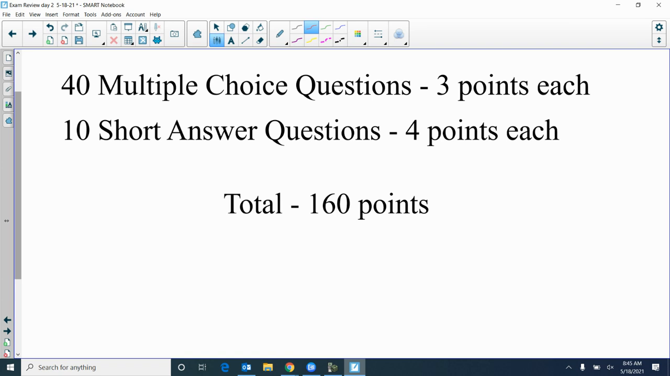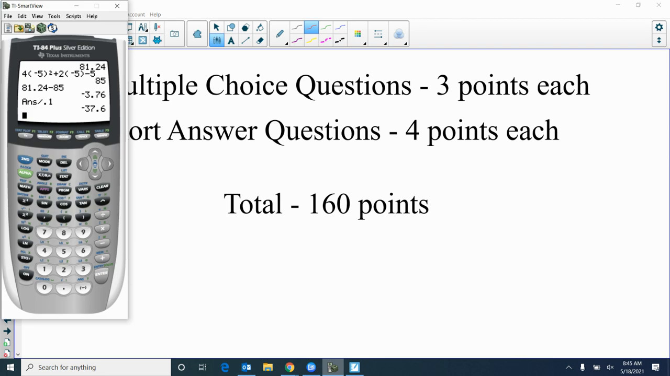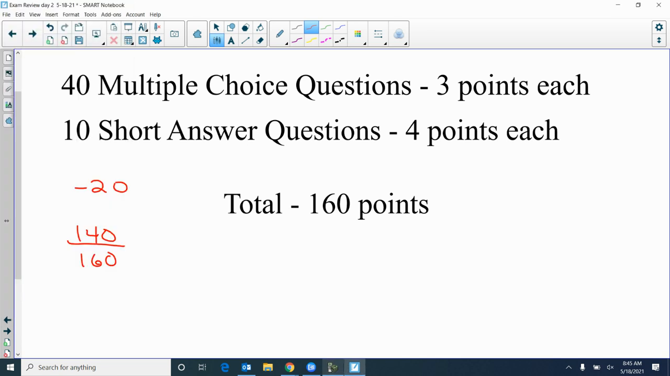So what I mean by that is if you miss 20 points and you get 140 out of 160, I would just do 140 divided by 160, and that's 87.5. Okay, so you will see that written as 87%. So it'll look like it's out of 100 points in the grade book, but it'll be your percent.